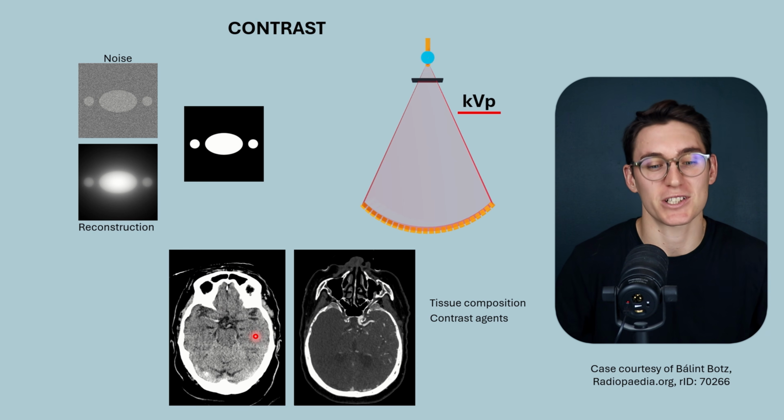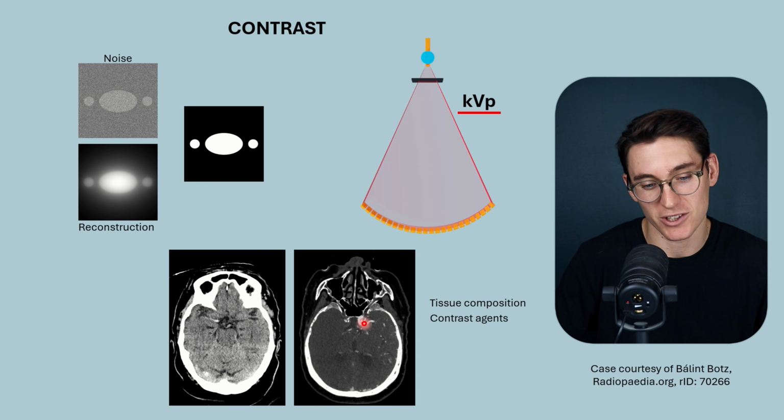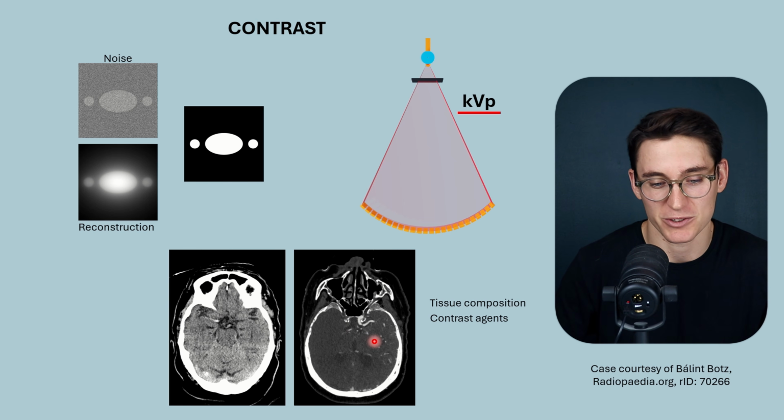Secondly, we can look at contrast agents. On the right-hand side, we've given the patient contrast. We can see contrast in the left ICA, in the left middle cerebral artery here. We can't see contrast in the right middle cerebral artery because of this clot here. Contrast agent is going to allow us to get better contrast in our image.